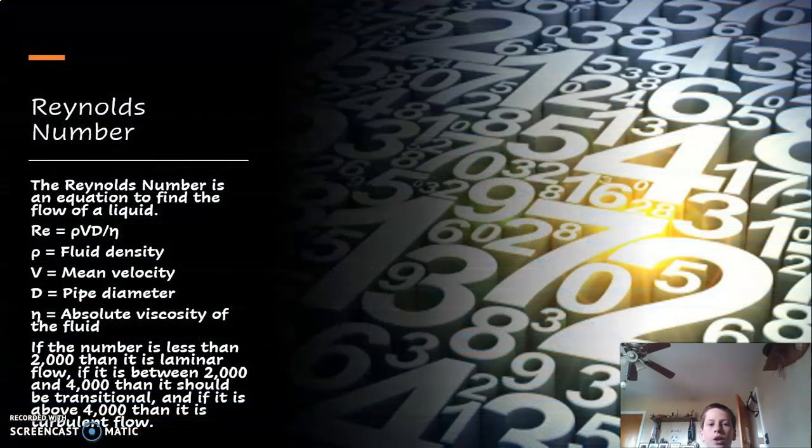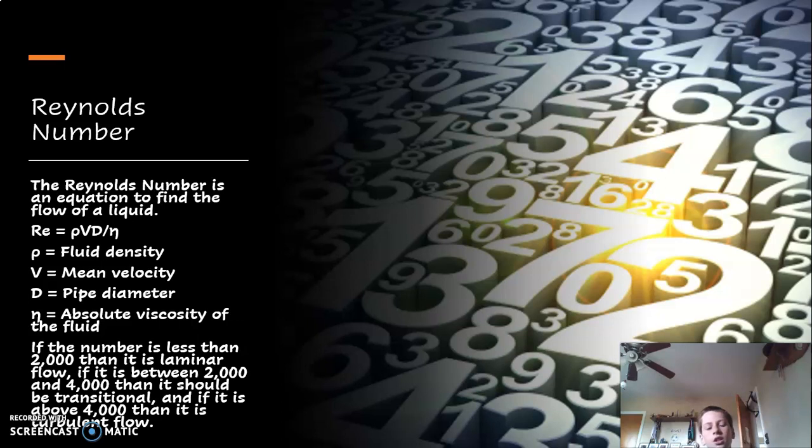Reynolds number. So Reynolds number is the equation to find the flow of liquid. Reynolds number is ρVD/μ. So it'd be fluid density times mean velocity times pipe diameter divided by the absolute viscosity of the fluid. So this would be how you would find what type of flow this is. If you have a number that's less than 2,000, then you have laminar flow. If you have something between 2,000 and 4,000, then you have transitional flow. Not always, but you do have transitional flow most of the time. And above 4,000, you have turbulent flow.